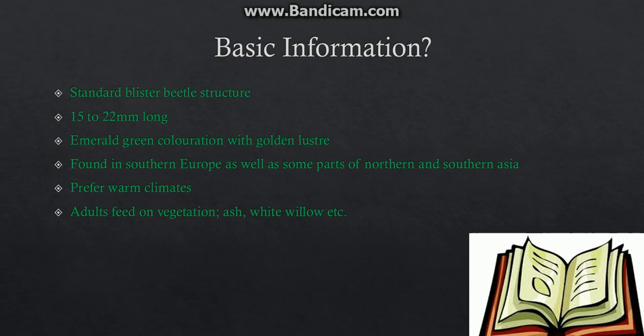The Spanish fly itself does not have the widest distribution in the world, but it is found in southern Europe as well as northern and southern Asia. They usually reside in a warm climate, and typically they're in scrublands or wooded areas. That's what they call home. And the adults will usually feed on vegetation such as honeysuckle, white willow trees, or ash, other plants like that are in the area.